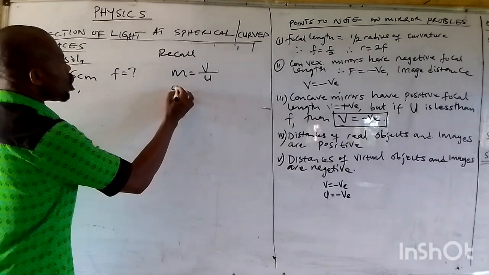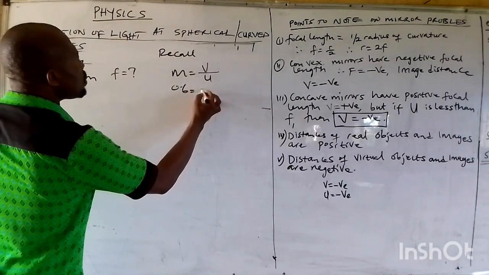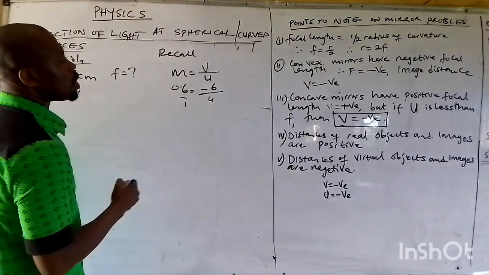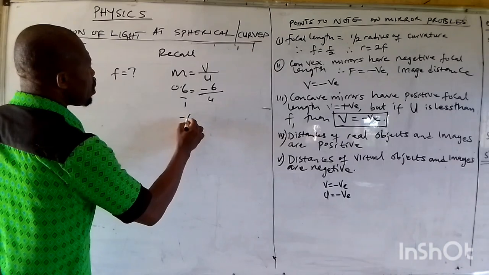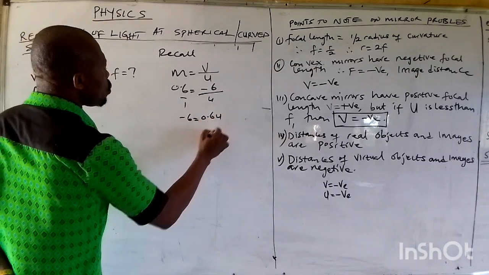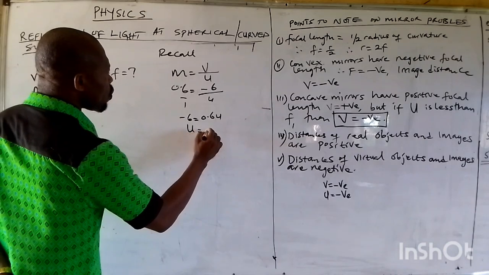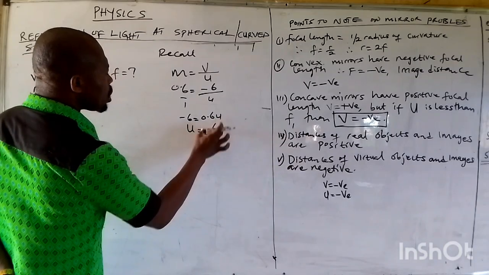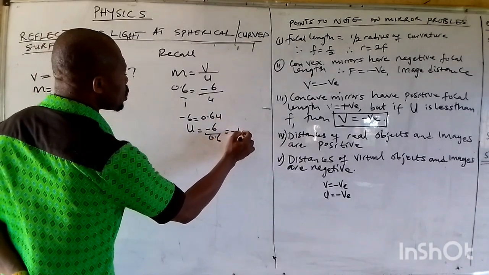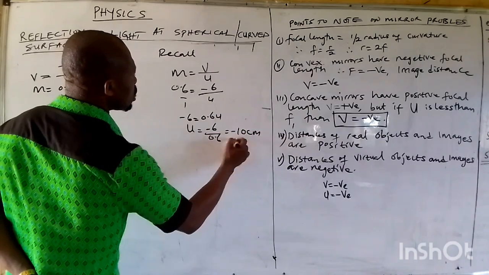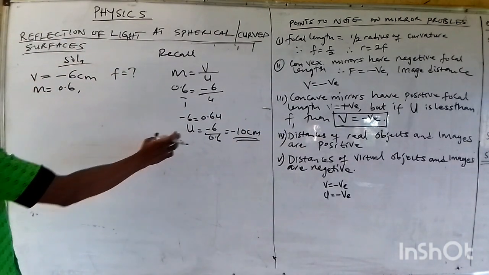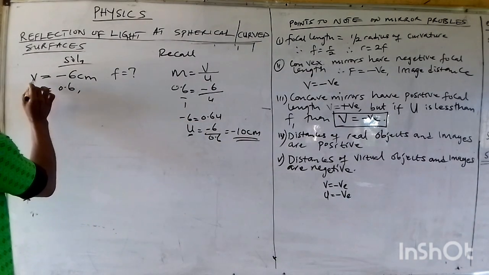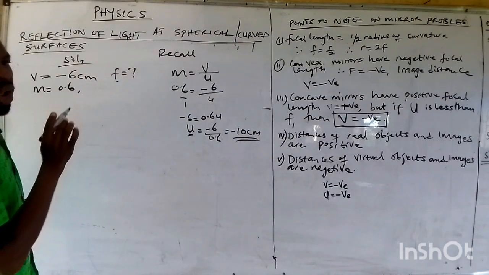if we substitute, we have 0.6 is equal to V, where V is minus 6, all over U. From here, we can cross multiply. If we cross multiply, we have minus 6 is equal to 0.6 U. Make U the subject, and U will give us minus 6 all over 0.6. And minus 6 over 0.6 will give us minus 10 centimeter as our object distance. So having gotten our U, we have V here, we can proceed to get our F.